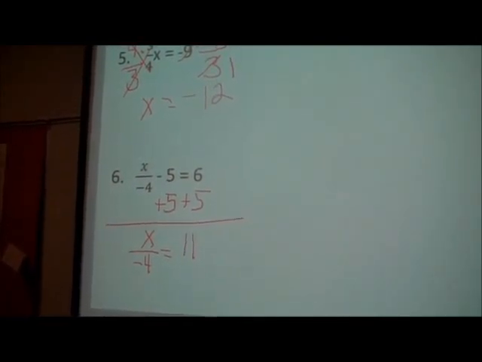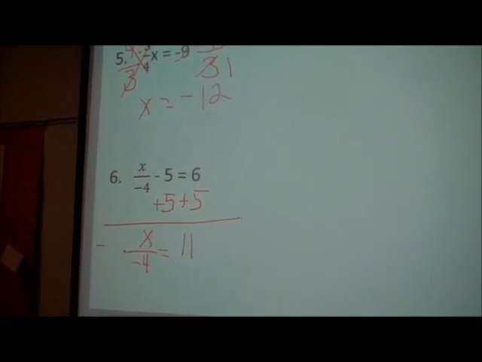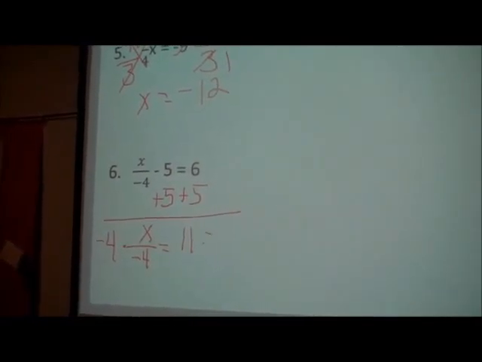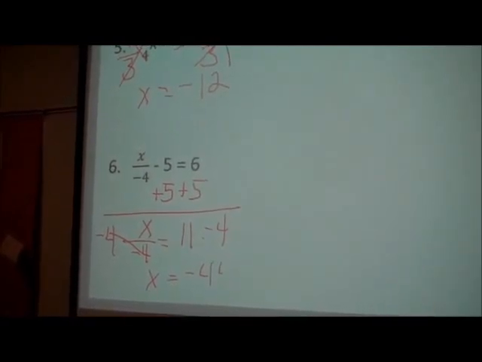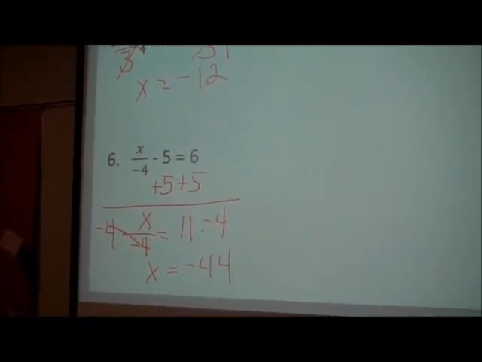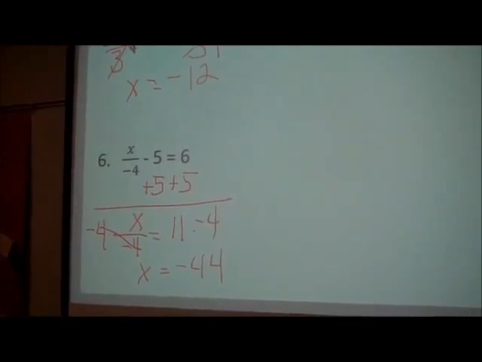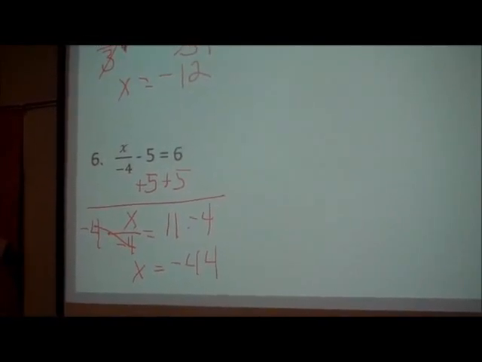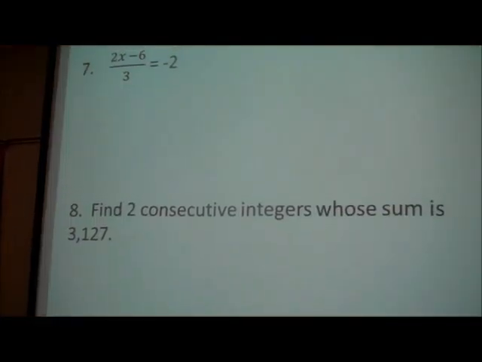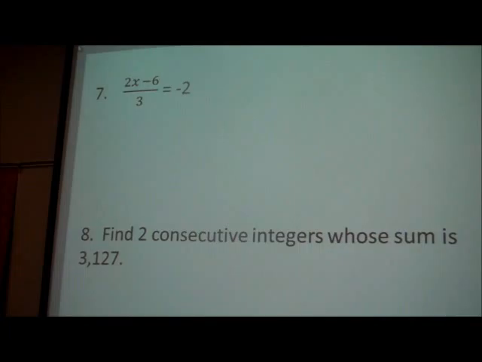Bryce? Multiply negative 4 on both sides. Yes, good. Multiply both sides by negative 4. So those cancel. Signs are different, so it's negative 44. Questions on that one? Two more to do. What would be my first step on this one?